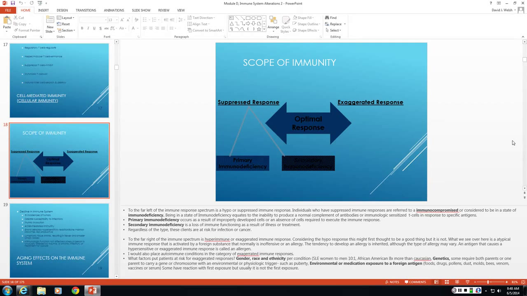So your primary immunodeficiency occurs as a result of improperly developed cells or an absence of cells required to execute the immune response. Your secondary immunodeficiency is a loss of immune functioning as a result of illness or treatment. Now, regardless of the type, these clients are at risk for infection and cancer.